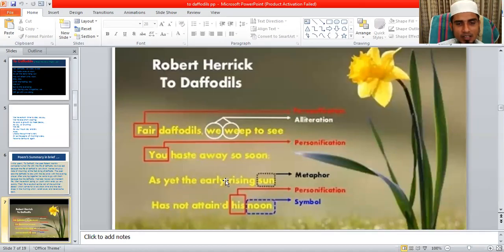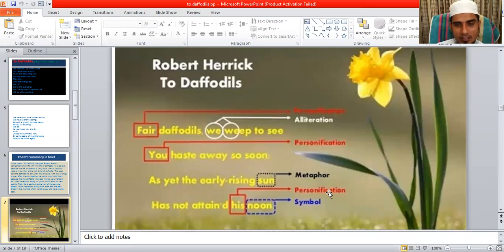So "as yet the early rising sun": here "sun" is a metaphor, a direct expression. It never uses "as" or "like." Whenever the poet uses "as" or "like," it is called a simile. And whenever he makes a comparison between different things without using "like" or "as," it is called a metaphor. So here the poet is using a metaphor.